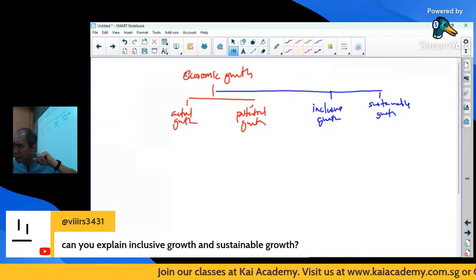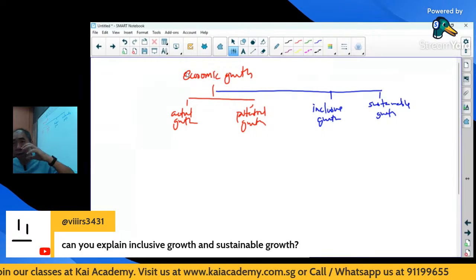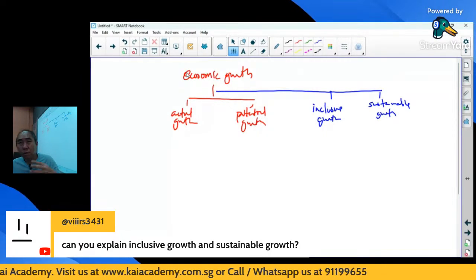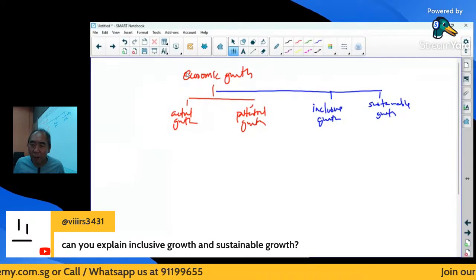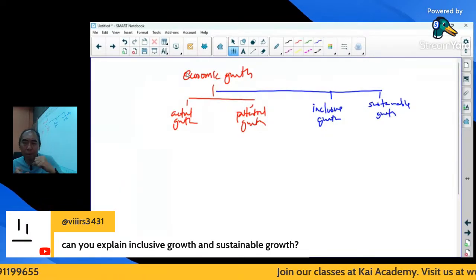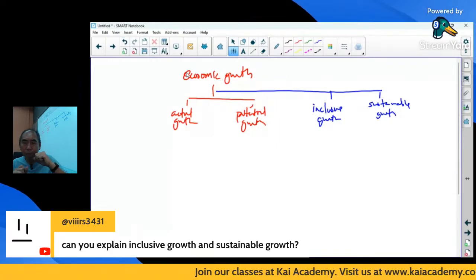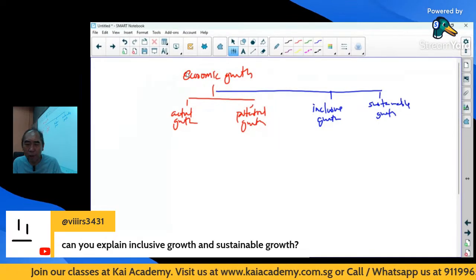However, this growth method may not be so sustainable because the faster you extract your natural resources, the faster you deplete them. And once you deplete your natural resources, you no longer can fuel this kind of economic growth. So economic growth is about pacing. Sustainable growth is about pacing your growth in a manner that doesn't drain your resources quickly.